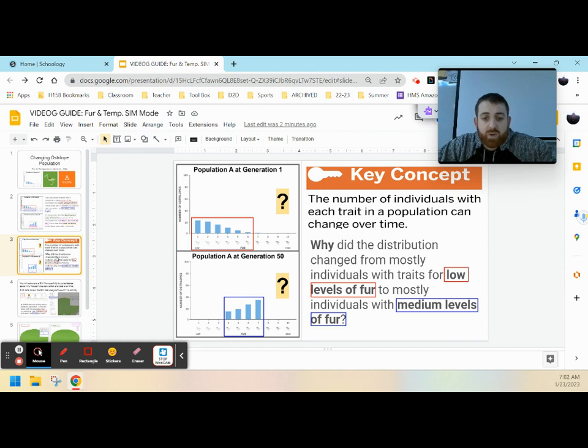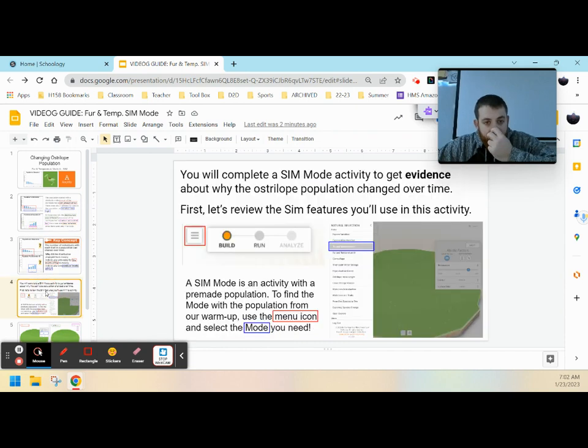But when we look at these two histograms, we're left asking the question, well, why? Why did the distribution change? Why did our data go from this to this? Why did we have individuals with mostly low fur levels change to mostly medium fur levels? And today we're going to be exploring not only this question, but looking at this idea of how the number of individuals can change in a population based on their traits. So to do that, we're going to be diving into our sim.